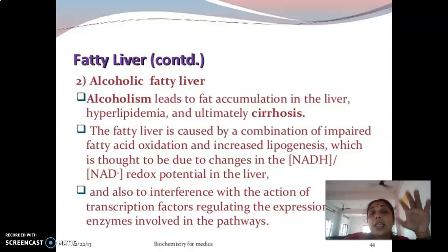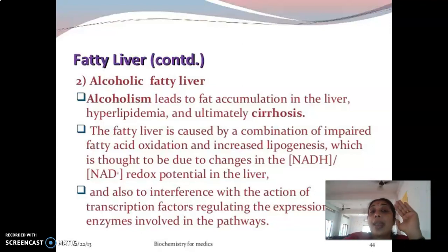So if there is excess intake of alcohol, what happens? Whenever a thing is consumed, it will be subject to metabolism. In case of alcoholic fatty liver, when a person is consuming alcohol, alcohol undergoes metabolism. When alcohol is undergoing metabolism, it leads to acetaldehyde formation. That is, alcohol will be converted into acetaldehyde, acetone and all.